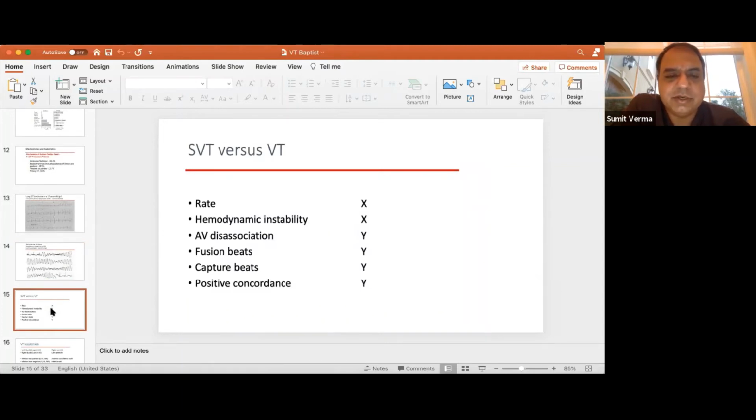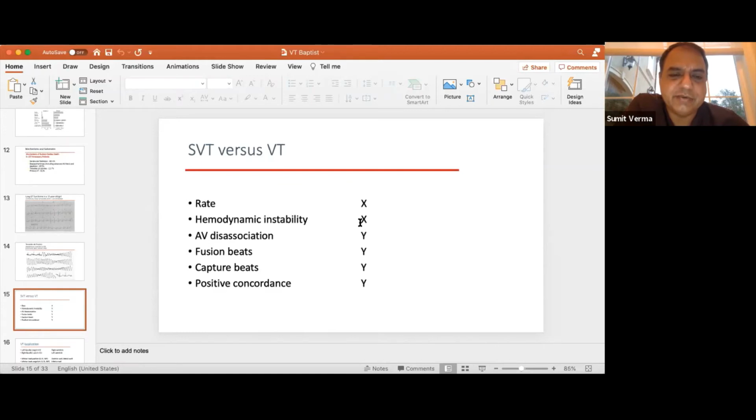This is always on the board exams. They try to figure out if you have a wide complex tachycardia, what are the signs of VT versus SVT. And the rate is usually not a discriminator. Hemodynamic instability is not a discriminator. Patients can have sustained VT for days, even longer sometimes, and be relatively stable. So that has to do with the ejection fraction of the patient.